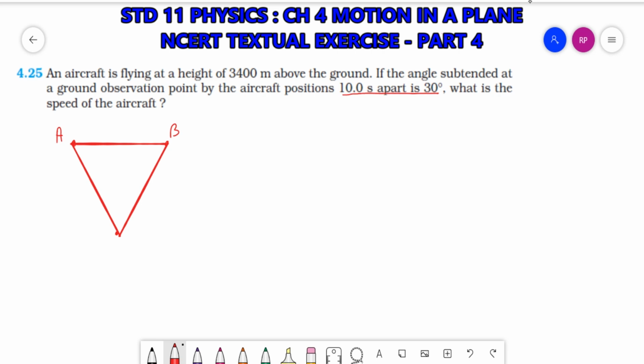And the height is 3400, meaning this height OP is 3400. Now see, the angle it subtends is given as 30 degrees, so this angle is 30 degrees. So the half angle of it will be 15 degrees. Clear? Now, we need to find the speed of the aircraft. Time is given, t equal to 10 seconds. So we need to find the distance AB, or the path length AB.